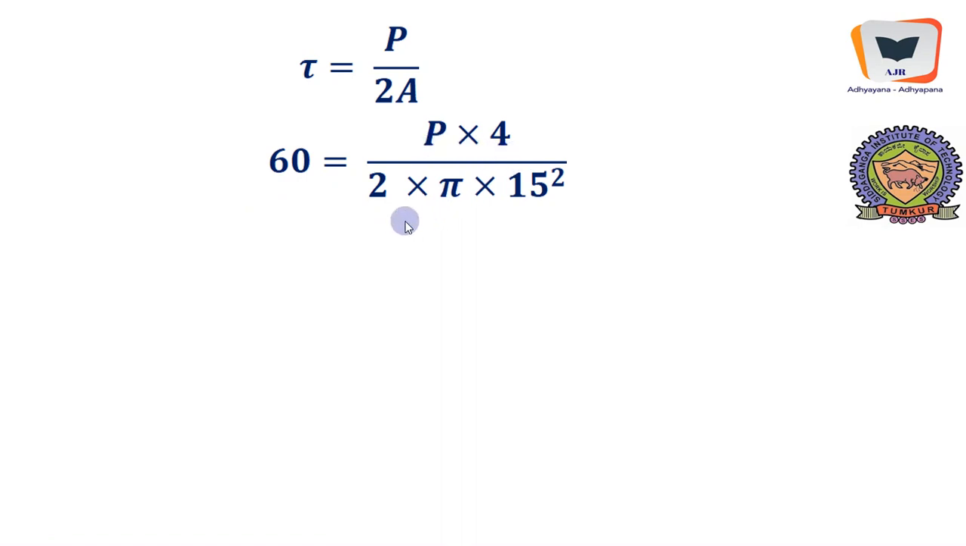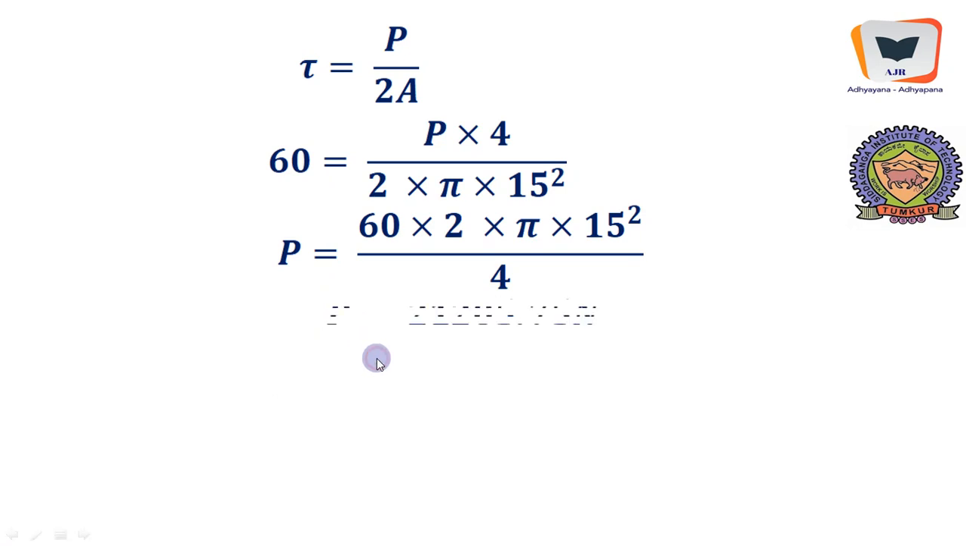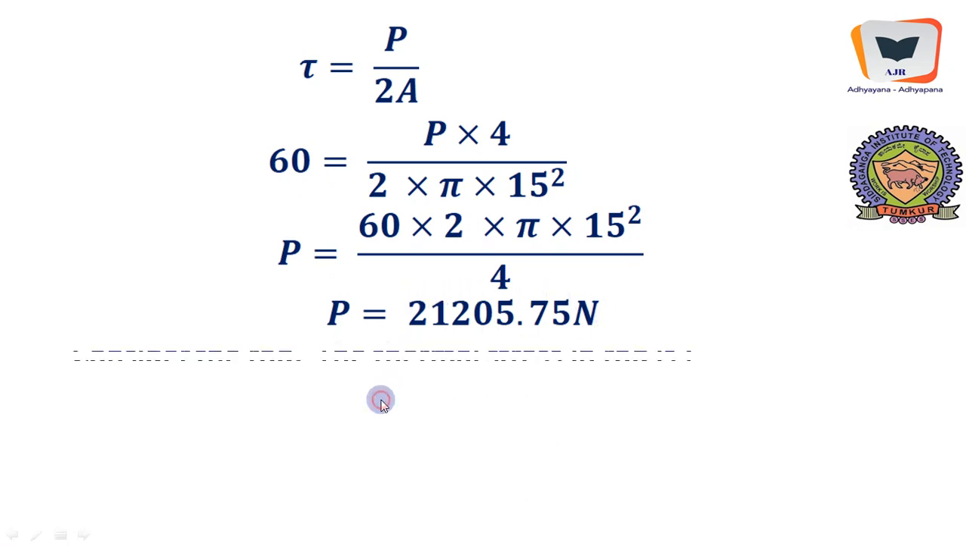So P into 4, that is 2 pi into 15 square, because the diameter of that particular bolt is 15 millimeter. Therefore, it is double shear, 2 times the area. Two areas of cross section participate. This has been well explained in our previous tutorials. Therefore, 2 pi into 15 square divided by 4 will go up, and we will get a value of the force in the rod equal to 21,205.75 Newton. And this is the cause for the double shear in the bolt, and this will create tension in the rod.